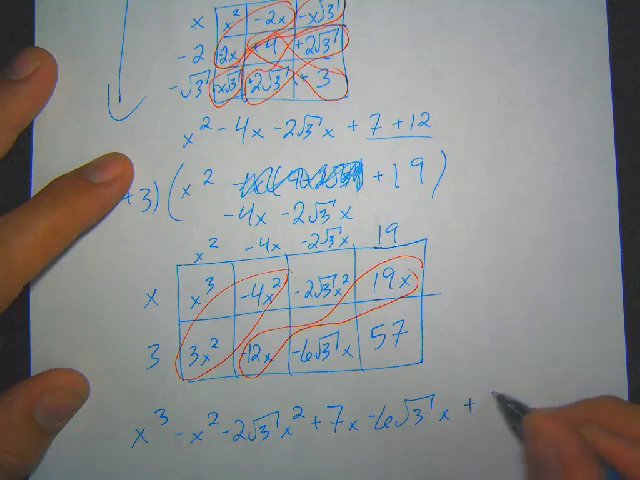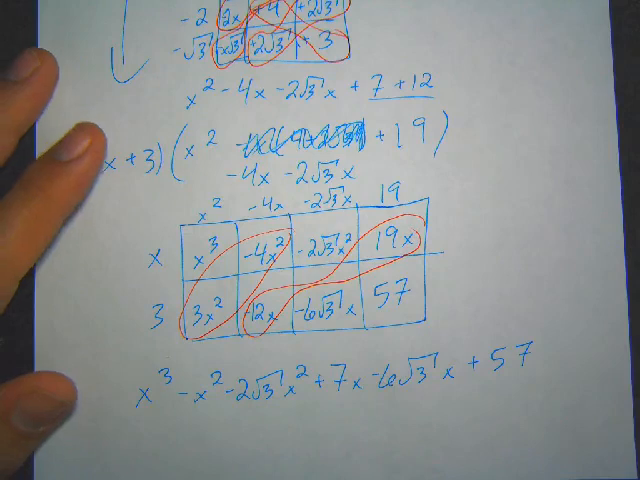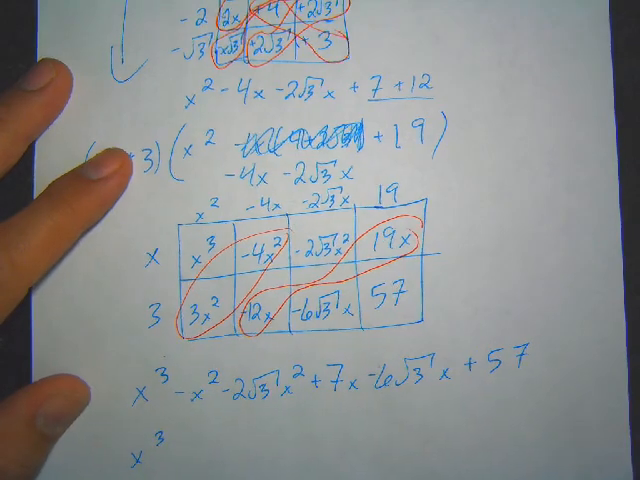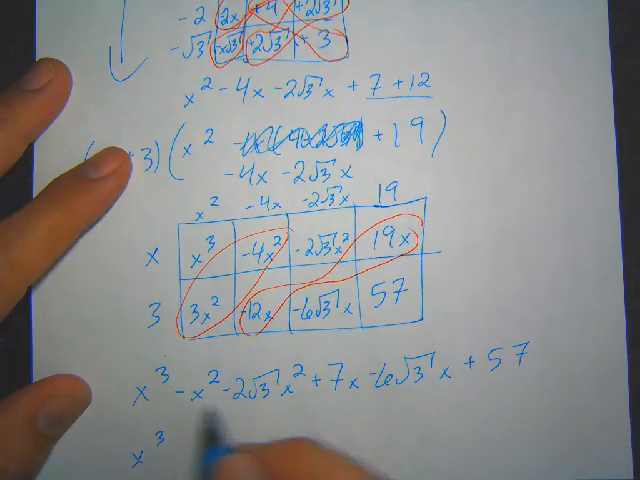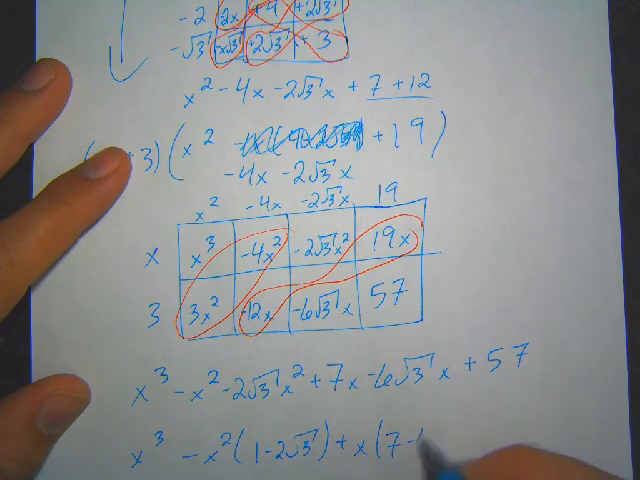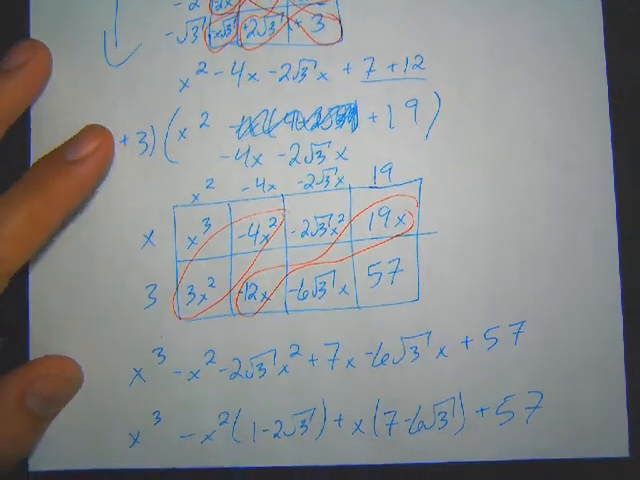And then 57. I really don't know which one my math lab would prefer, whether they prefer something like this, or if they prefer it written this way. I wouldn't give you one this messy on the test, so I'm not going to worry about the test answer, but in my math lab, I'm not sure if they want it just like that, or if they want you to bring the x squareds together and write it as minus x squared times 1 minus 2 root 3, and plus x times 7 minus 6 root 3. Let's do that. I don't think there's a real good reason why they would prefer one versus the other.